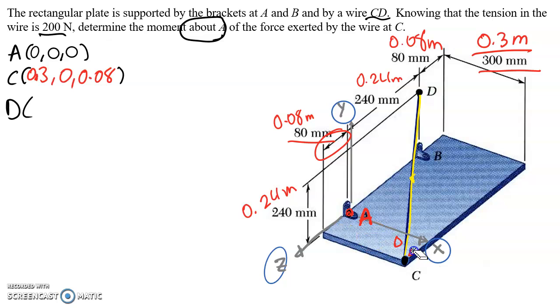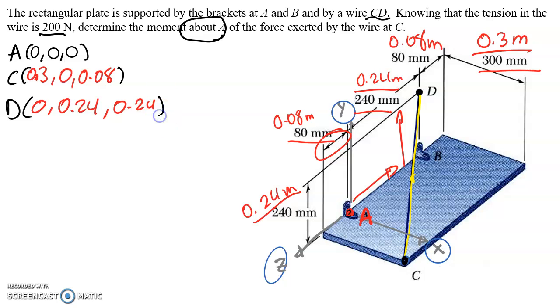Now, as for D, we'll have this much displacement in X. Well, actually it's in the same line as C, that means we got a 0 displacement in X. We'll have this much displacement in Y, which is 0.24 meters. And we'll have this much displacement in Z, which is actually 0.24. That's it. We got the locations of the different points.